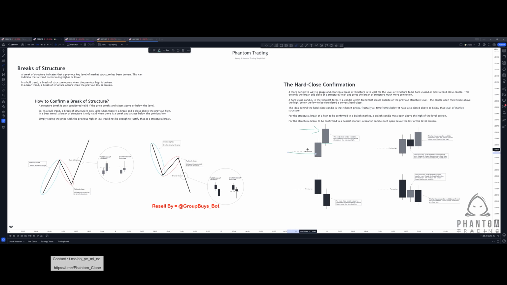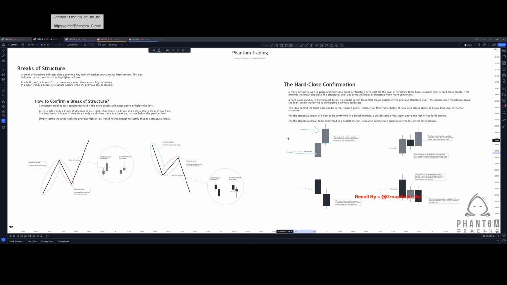Now, this is an extremely powerful confirmation that all of the timeframes below it have closed above the previous level, which makes the break of structure that you're trying to validate, this break of the previous high, even stronger in confirming that price has in fact broken that structure.